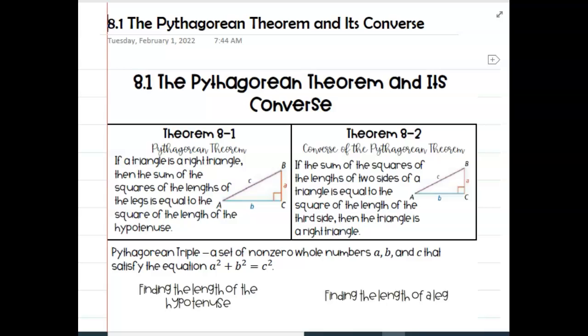And the converse of the Pythagorean Theorem pretty much says the opposite. If in a triangle A squared plus B squared equals C squared, like if the sides work out in the Pythagorean Theorem, then it has to be a right triangle. So that sums up what we're doing today.